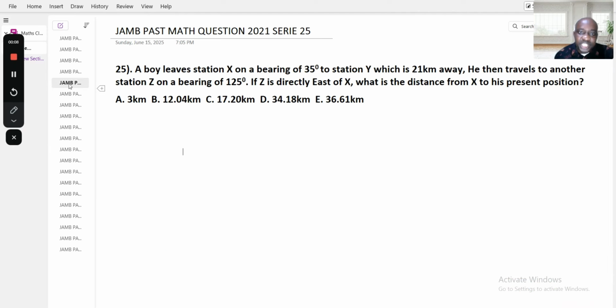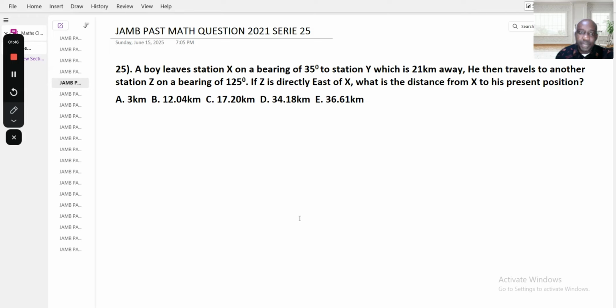A boy leaves a station X on a bearing of 35 degrees to a station Y, which is 21 kilometers away. He then travels to another station Z on a bearing of 125 degrees. If Z is directly east of X, what is the distance from X to its present position?